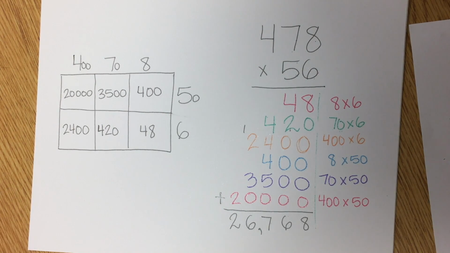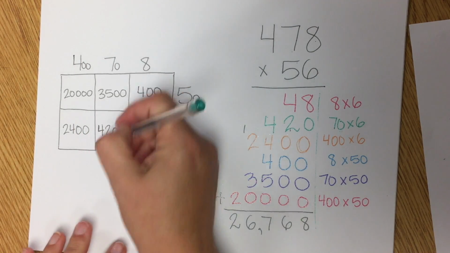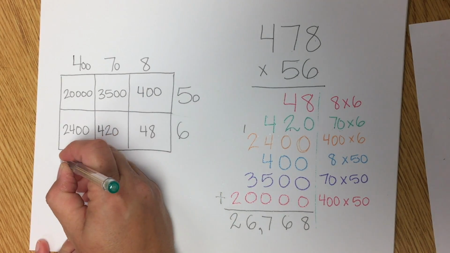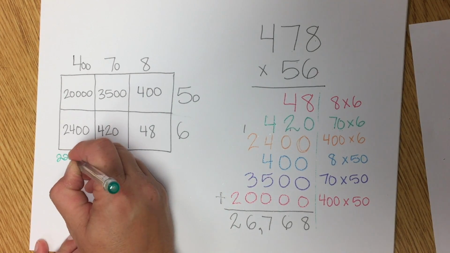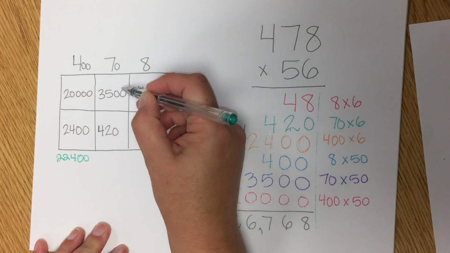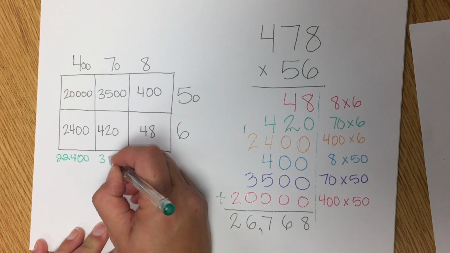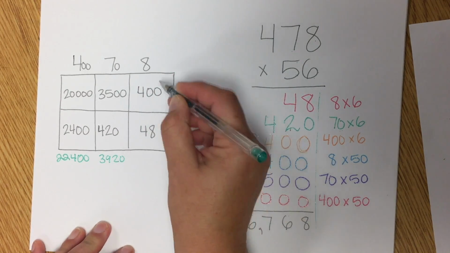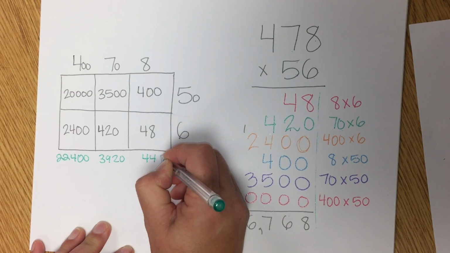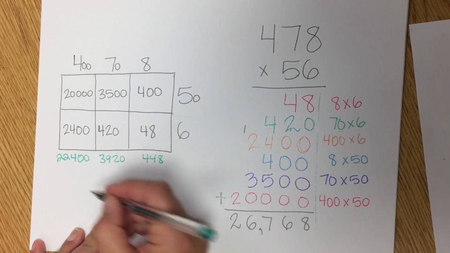Now they will just add all these numbers together. And you can just add down each column to start with. So I would have 22,400 and I would have 3920 and 448. Then I only have to stack up 3 numbers.